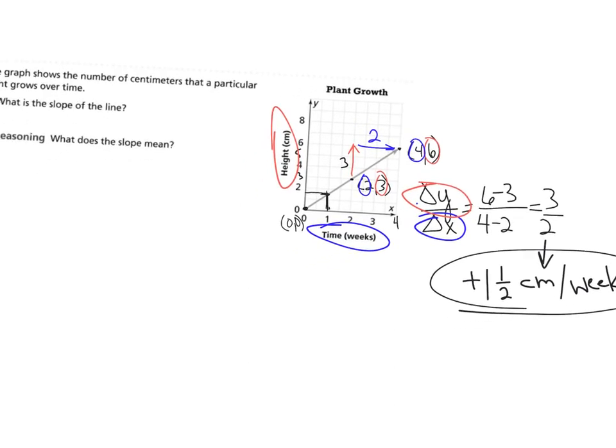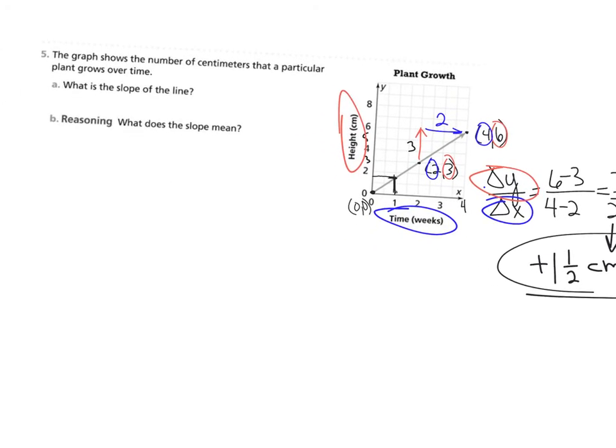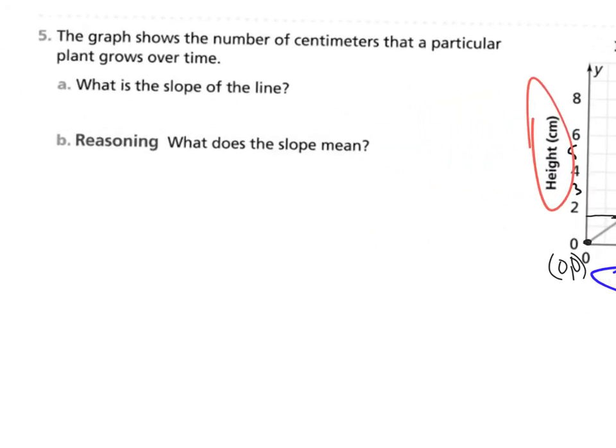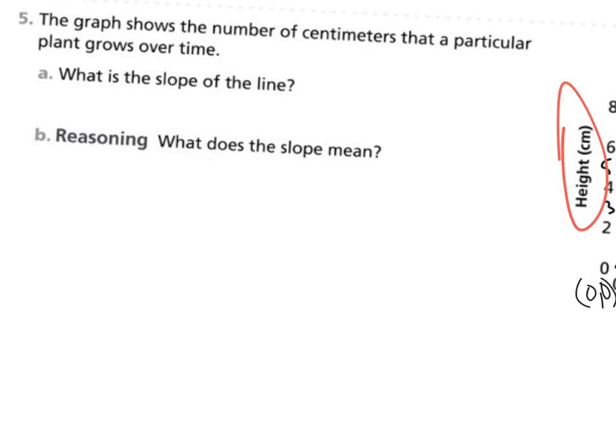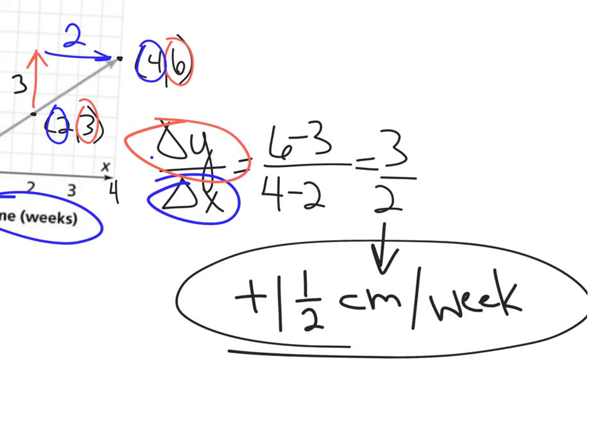And then to answer their question, we already talked about it a little bit. On part B, it asks what does the slope mean, and that would be that the height is increasing 1.5 centimeters every week.